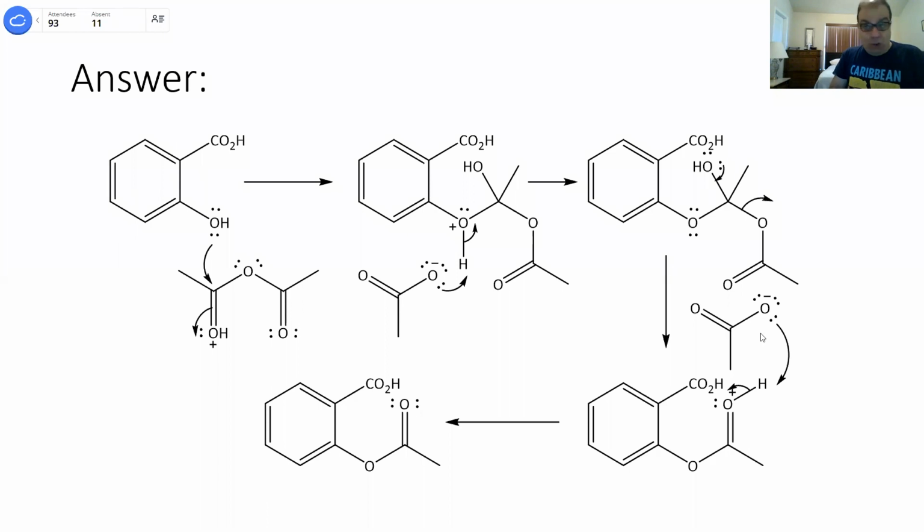CH3O minus, no way. There's no justification for that, not in acidic medium. But you can use an acetate ion to pull that proton off, or again, if you wanted to use another acetic anhydride molecule, I'm pretty confident that both happen. Once you do that, you've got your acetate ester, and that's aspirin.